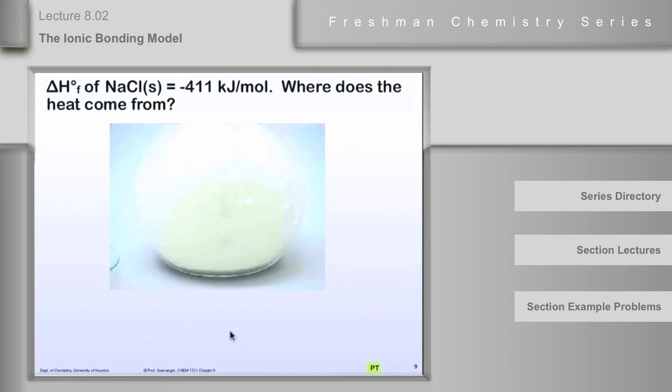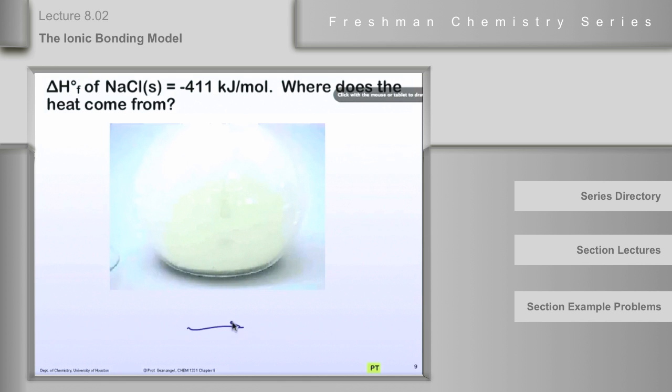Okay, so where does the heat come from? First of all, write down on your paper the formation equation for sodium chloride. The delta H of formation is minus 411 kilojoules, which is a big chunk of a megajoule. What is the equation for which that's delta H? It shouldn't take you too long to do that.